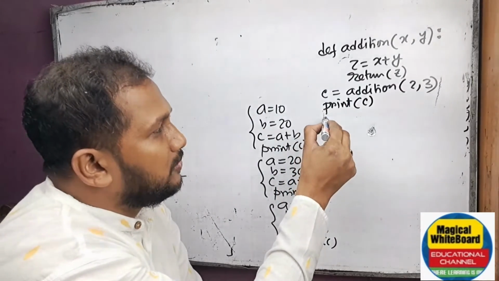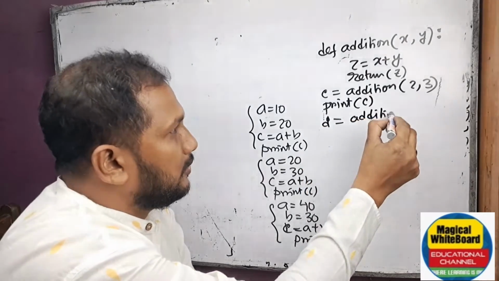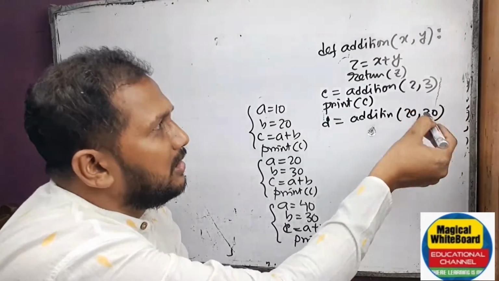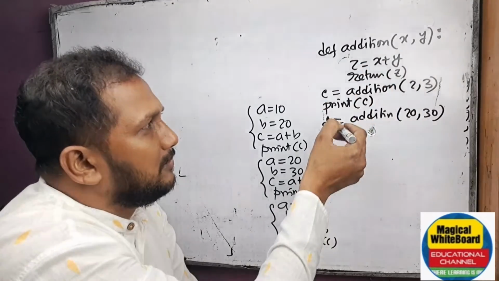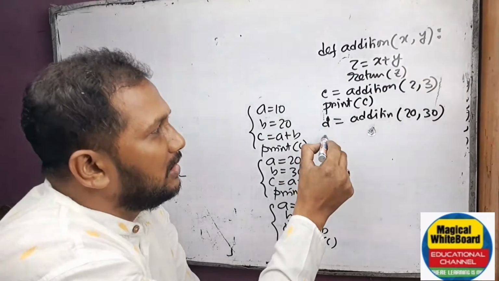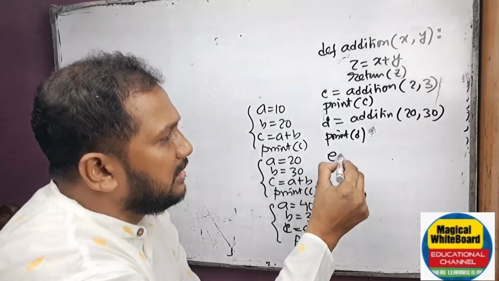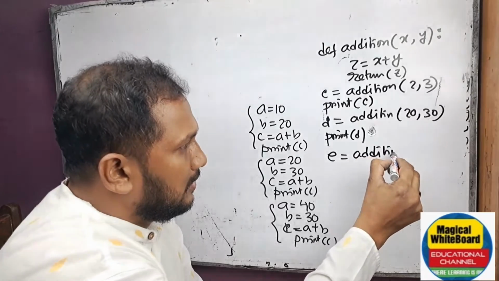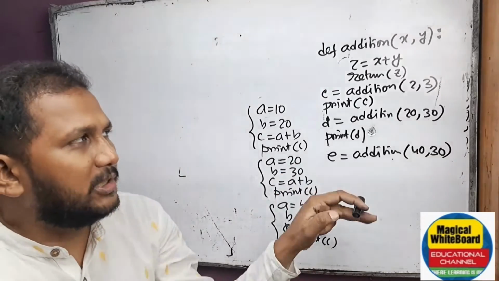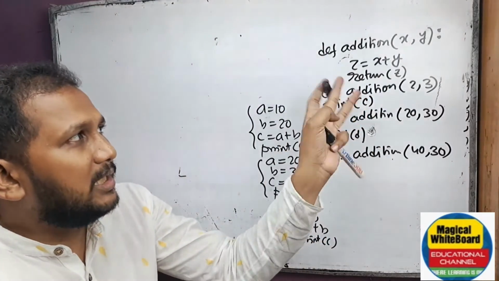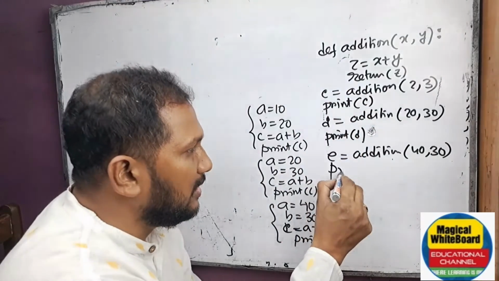Now again, suppose I want to call d equal to addition of 20, 30. Then it will call again: 20 is transferred to x, 30 is transferred to y, and 20 and 30 are added together. It will return the value to d, and we can print the value d. Suppose I want to call again e equal to addition of 40, 30. Then 40 is transferred to x and 30 is transferred to y. x and y are added together, and it will return the value of z to e, and we can print the value of e.